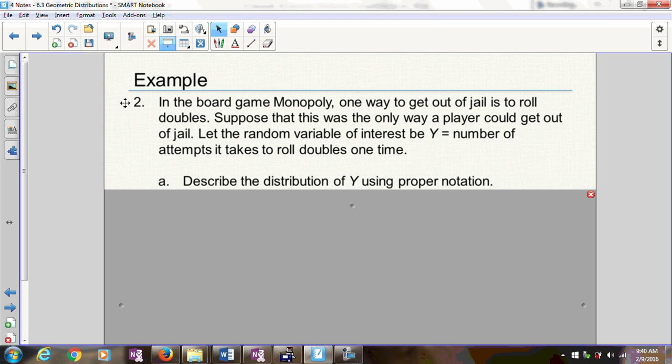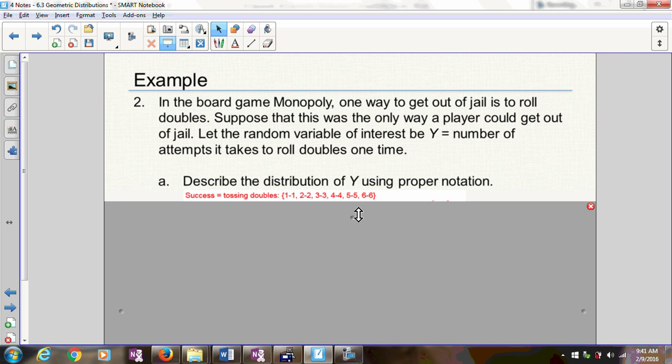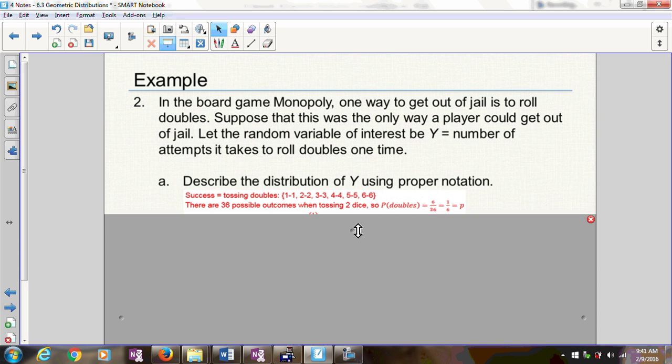I'm actually going to scoot over. All right, so in this case, we have a success, meaning rolling doubles. The probability of success, sorry, this is really tiny. If you think about all of our outcomes, we can get a 1-1, a 2-2, 3-3, and so forth. And if you think about tossing 2 dice, remember there's 6 outcomes on the first die, 6 outcomes on the second die. So if we multiply those together, I know there's 36 possible outcomes. If 6 of those outcomes constitute a success, then my probability of success would be 1/6.